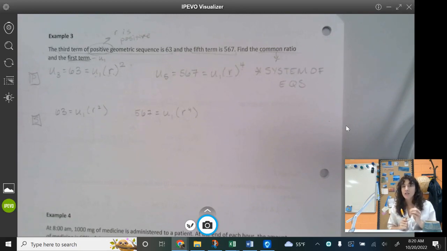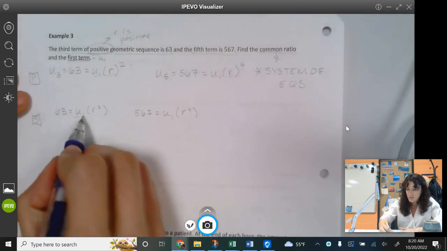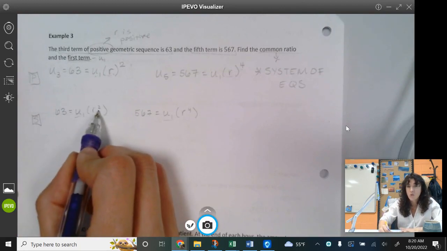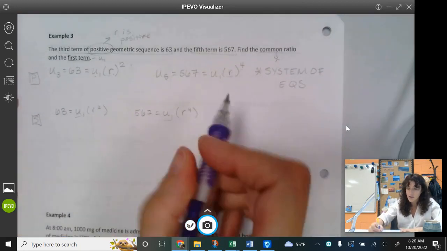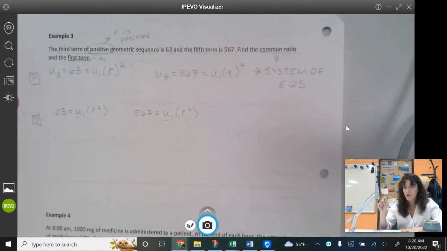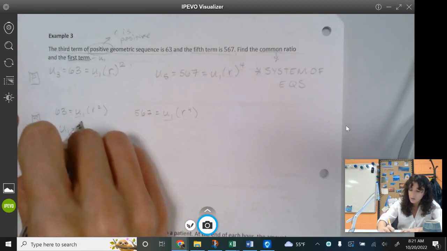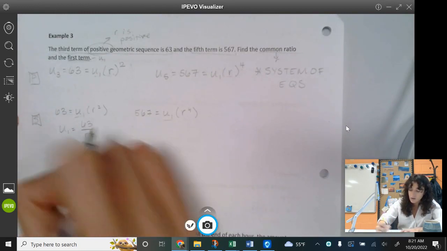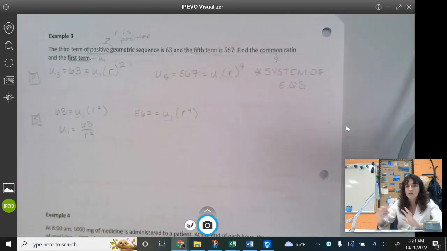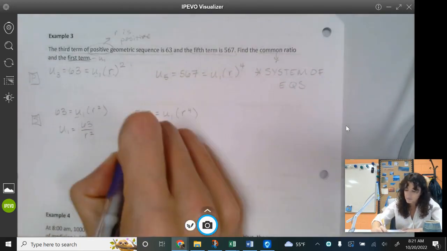Look at this and say, which of the things am I most able to isolate for? And that is u sub 1, right? I don't want to have to undo the squared piece with r in order to isolate r. I don't have to undo that fourth power there in order to isolate r. U sub 1 is pretty straightforward. I just divide by r squared on both sides. So u sub 1, because I divided both sides by r squared, is 63 over r squared. And I just put u sub 1 over here because it looks nicer for me.